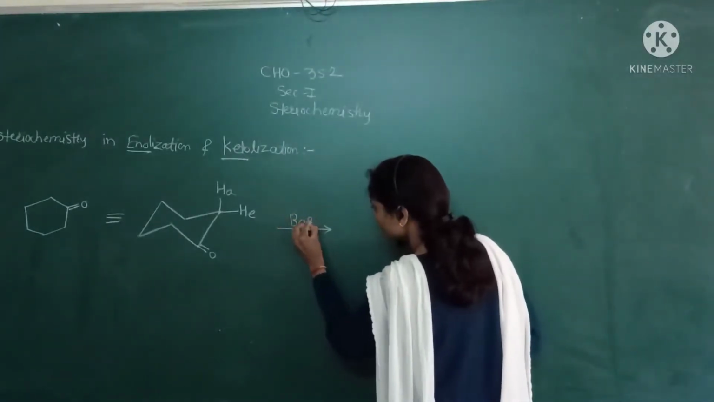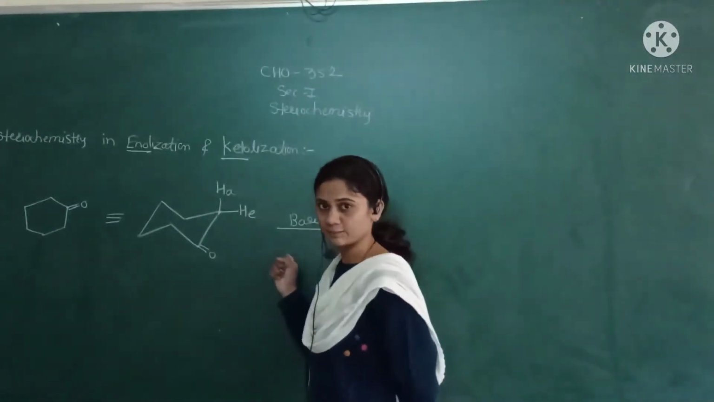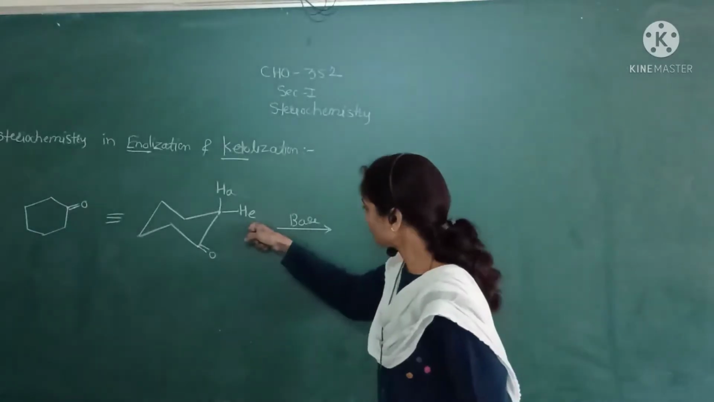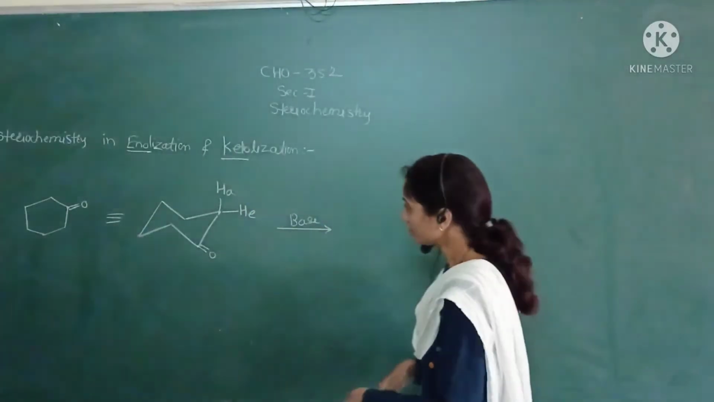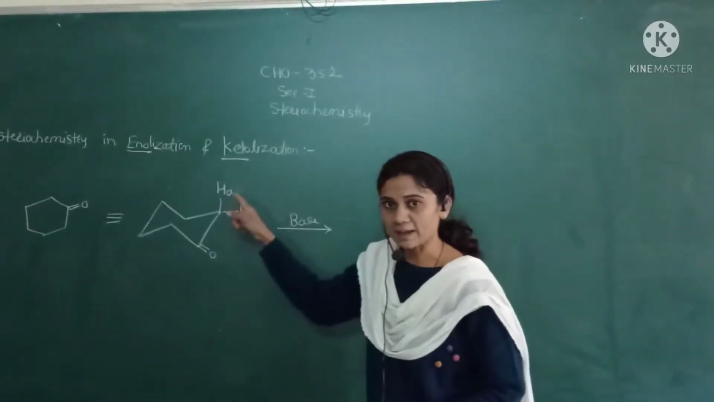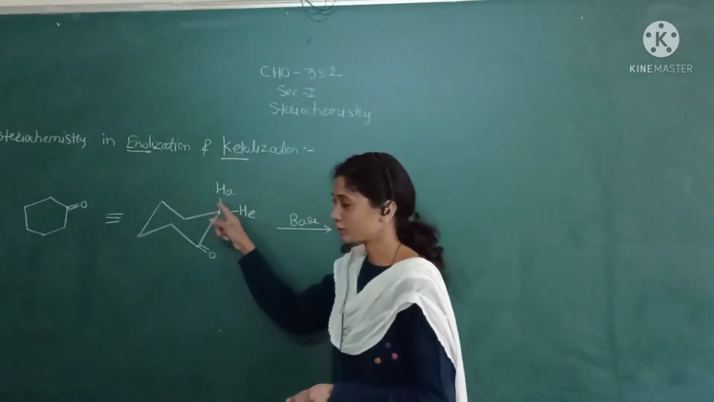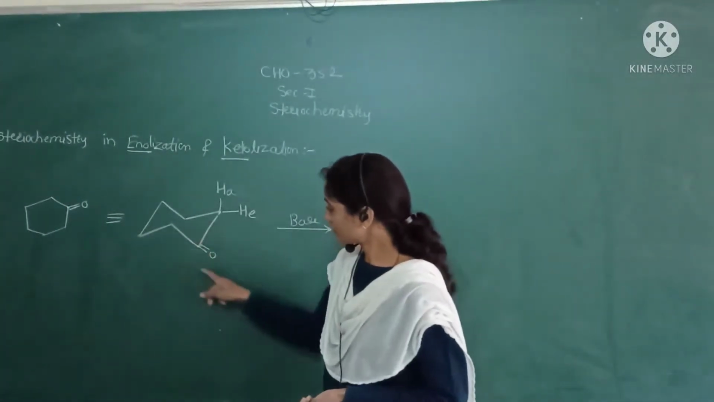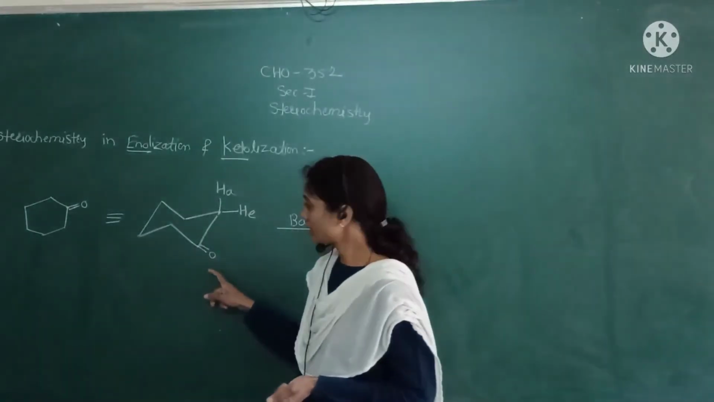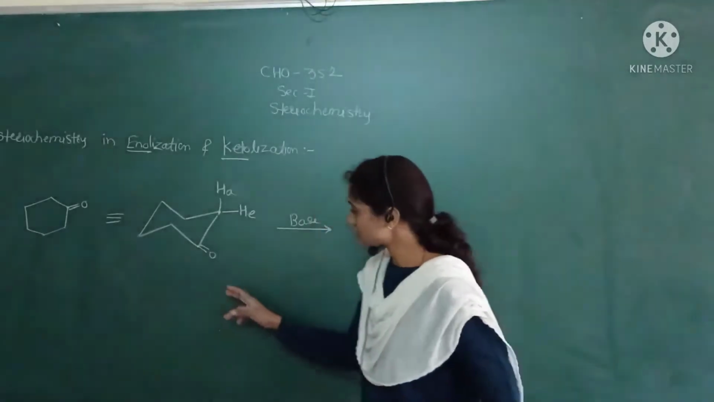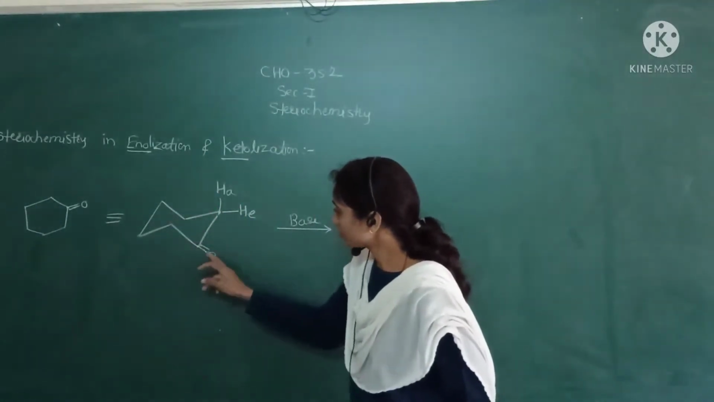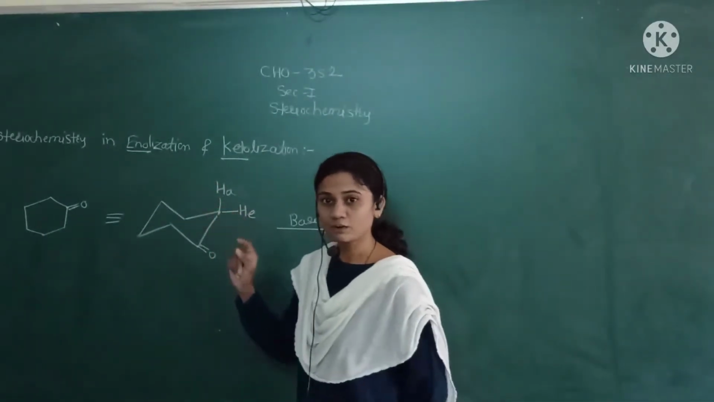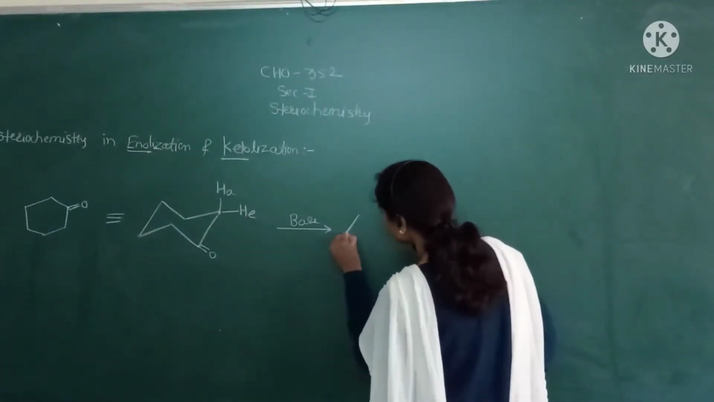by using a base, the function of the base is to abstract the acidic proton. Here is this axial and here is an equatorial proton, both of which are acidic in nature. But which proton is abstracted first, the axial proton or the equatorial proton? Suppose the carbonyl group is a part of the 6-membered ring. In this example, the carbonyl group is a part of the 6-membered ring, then the axial proton is abstracted first.